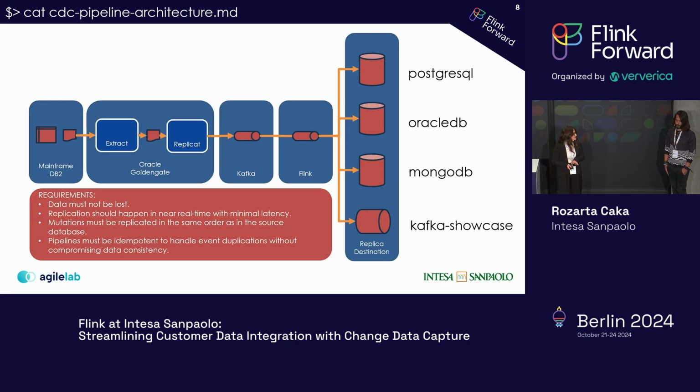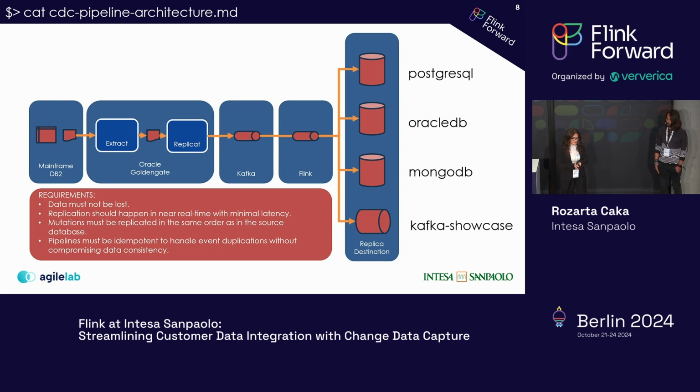This is the pipeline architecture of copy banking. As you can see, there is a mainframe database. Next to it is the Oracle GoldenGate CDC, where we extract the information about the actions that happen in the mainframe and send it to a Kafka topic. This Kafka topic is read by a Flink job that will transform the data and write it inside a database: Postgres, Oracle, Mongo, or a Kafka topic.